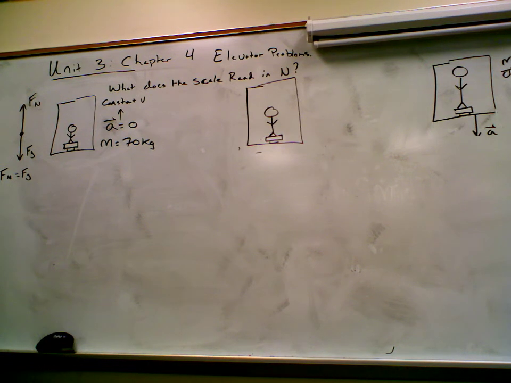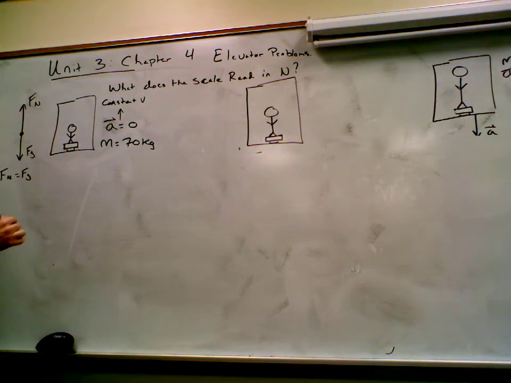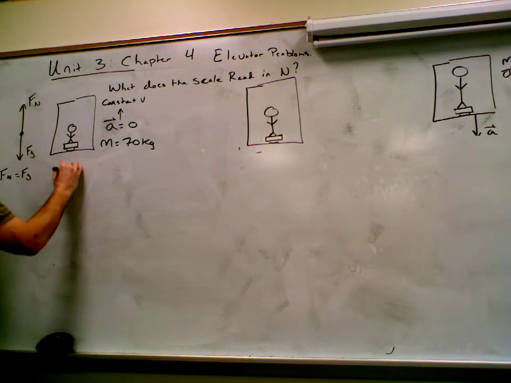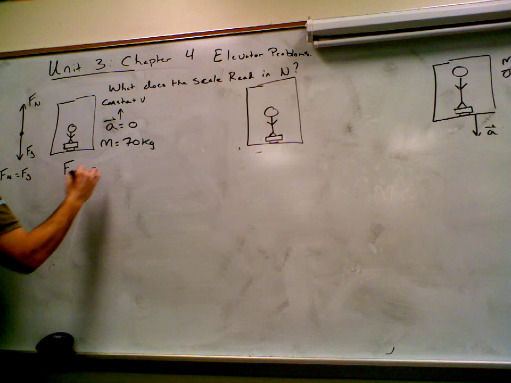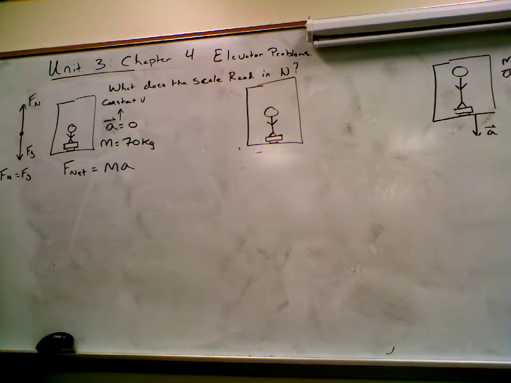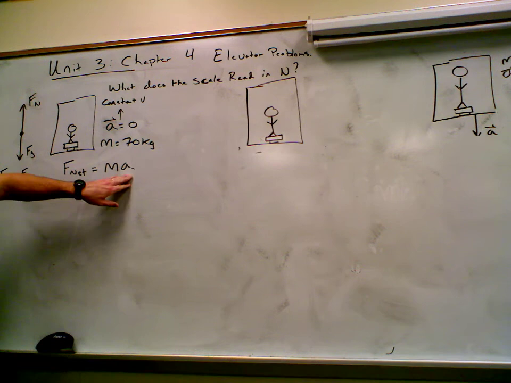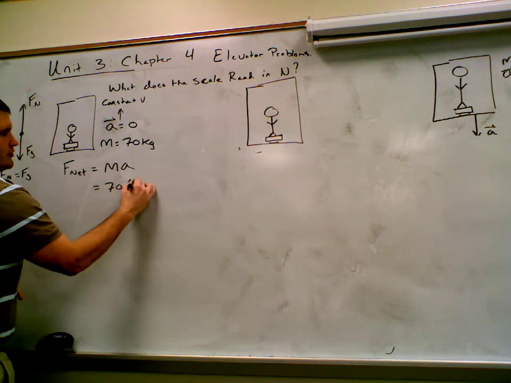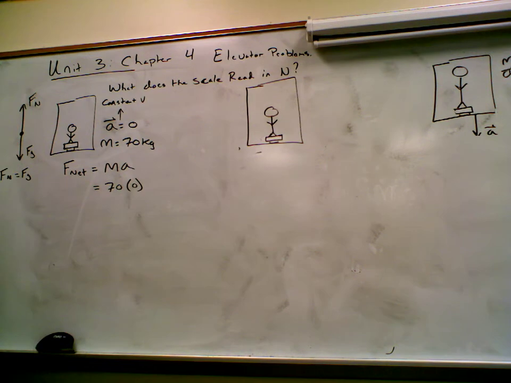All right, so let's figure out what the scale reads, right? What should we start with? A list of what you know. Okay, so we got our list. Newton's second law, F net equals mass times acceleration, right? We know the acceleration is zero, so the right side is going to be 70 times zero. Which is zero. What's the left side going to be?